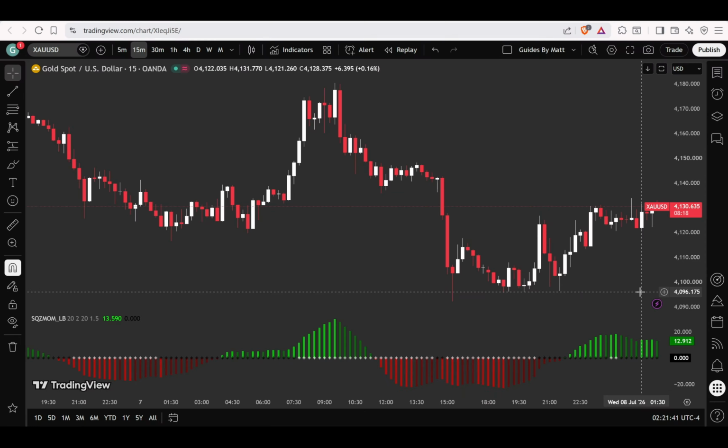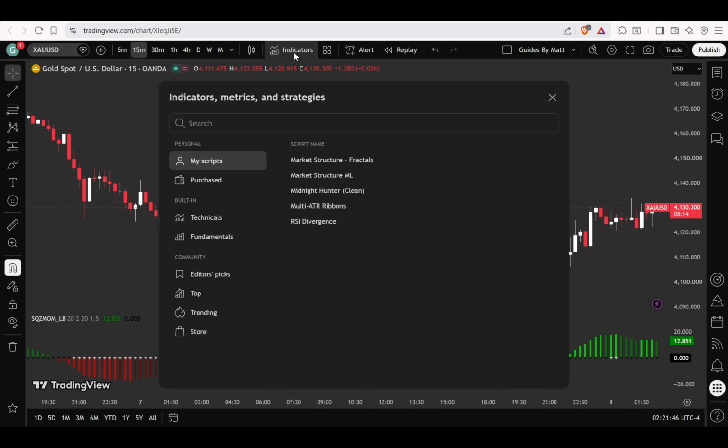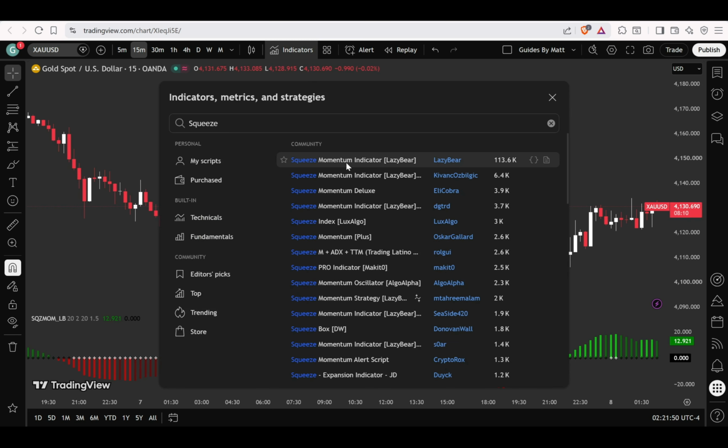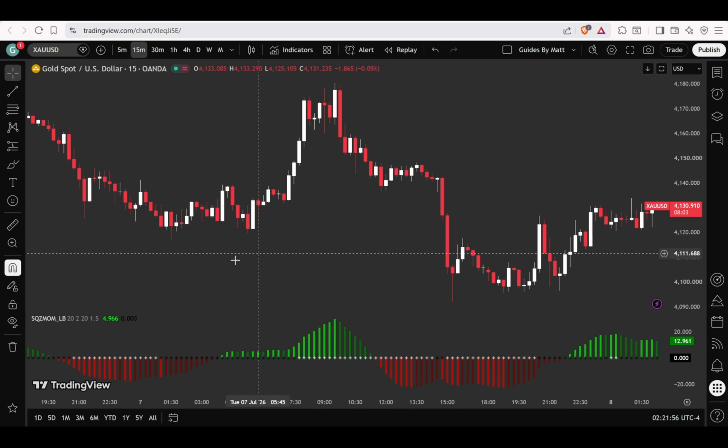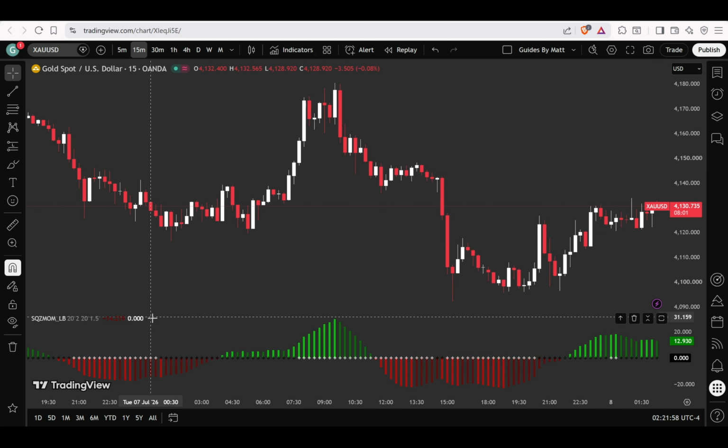Let's dive in. To add this to your chart, open TradingView and look at the top menu. Click on the Indicators tab. In the search box, type Squeeze Momentum Indicator and look for the version created by LazyBear. It is one of the most popular community scripts available. Simply click on its name and it will be added as a new panel below your active price chart.